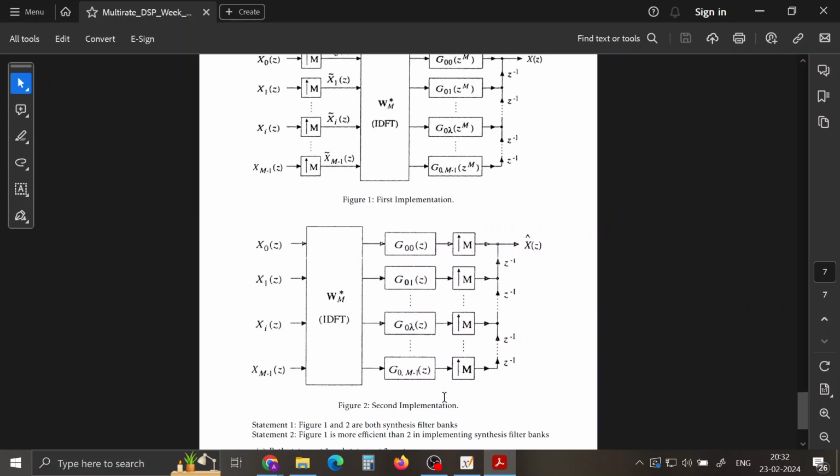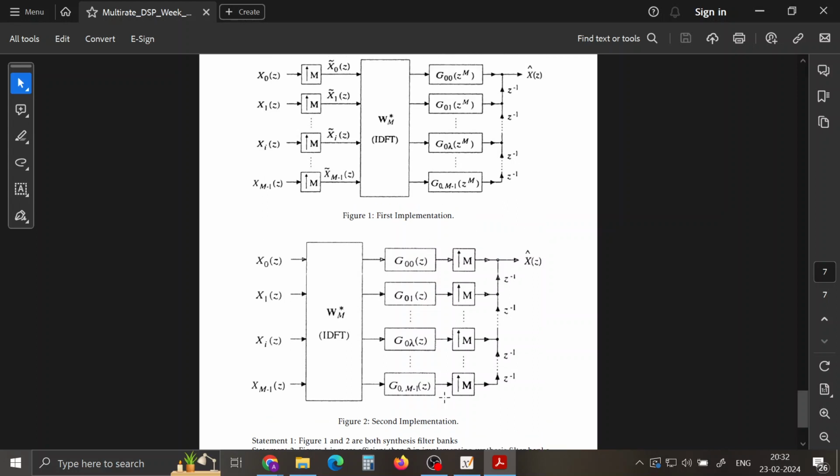So if you look at both figure 1 and 2, what is happening here is that, yes, these are indeed both of them synthesis filter banks, because in synthesis filter banks what we do is basically we combine the signal components together to synthesize a new signal, right? So that's what is happening here.